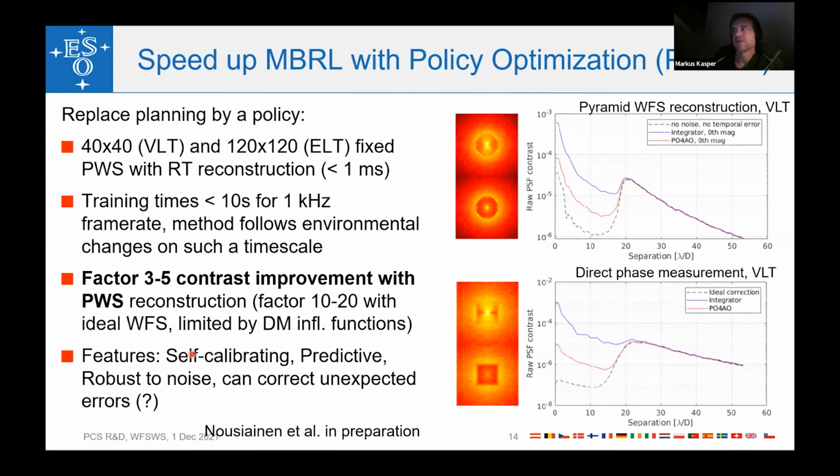So in summary, the policy optimization method features a self-calibrating method. It's predictive, it's robust to noise, and it can correct for unexpected errors, potentially. This is, of course, something we have not yet tried. So it looks great, and we are very excited about doing further experiments with that.